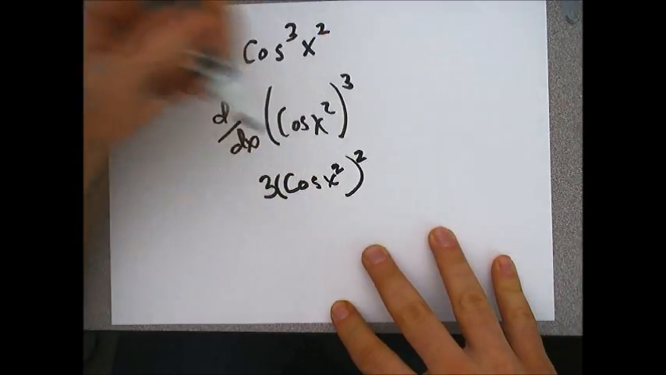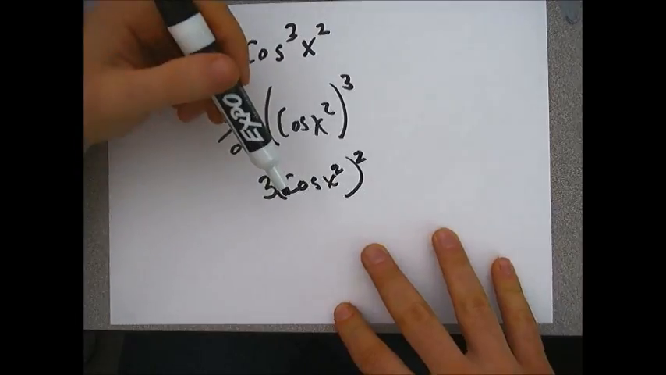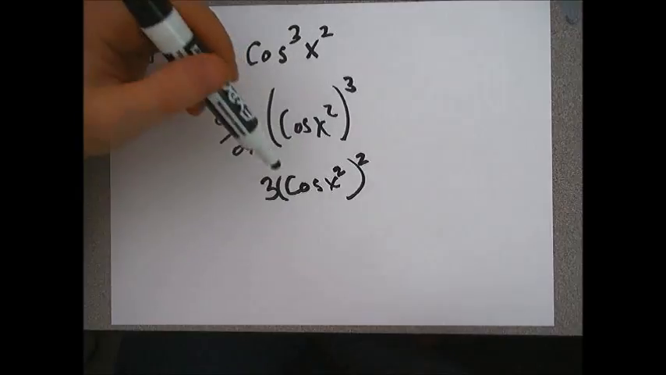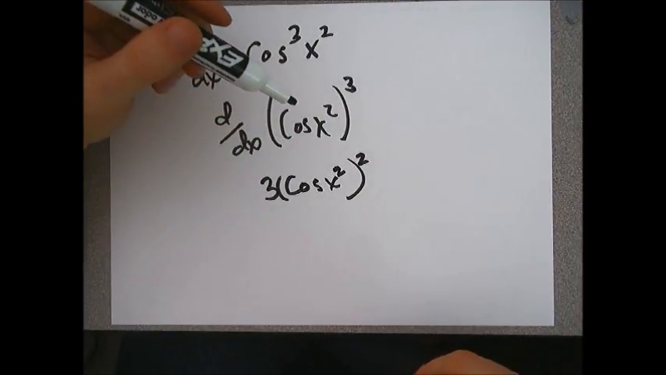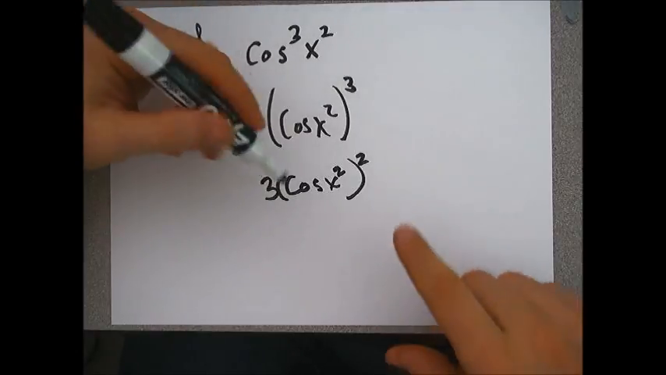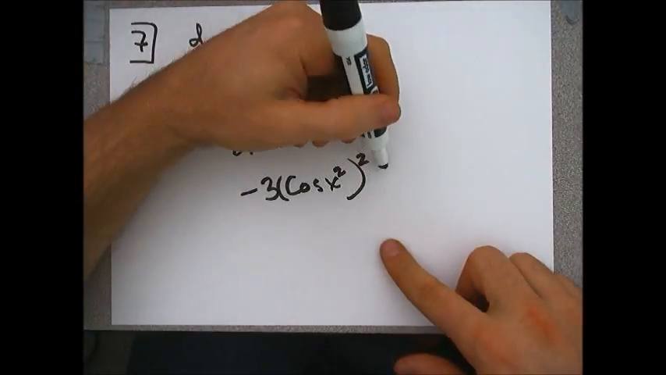I'm going to drop the power down by 1 and then multiply by the derivative of what's inside for the chain rule. Cosine goes to, not sine, but negative sine. So I'm going to put my negative symbol out front because I'm multiplying, right?